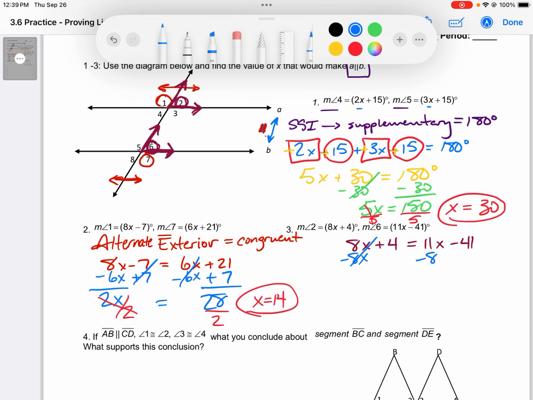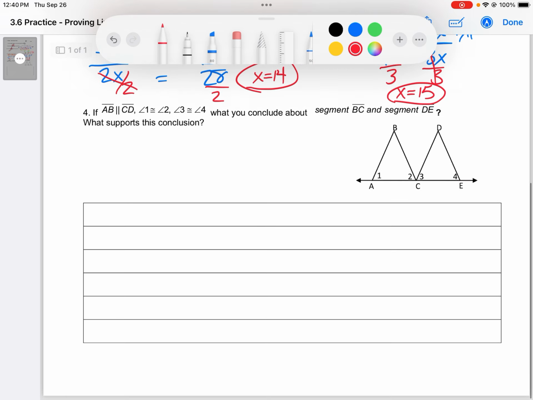And then again, I would take the smaller value with an x, subtract it from the larger one. That leaves me with 3x. I'm going to add 41 to both sides. So I have 45 equals 3x. Then I'm going to divide both sides by 3. And that gives me x equals 15. So again, if x equals 15, then angle 2 equals angle 6. And if angle 2 and 6 as corresponding angles equal each other, then lines A and B are parallel.